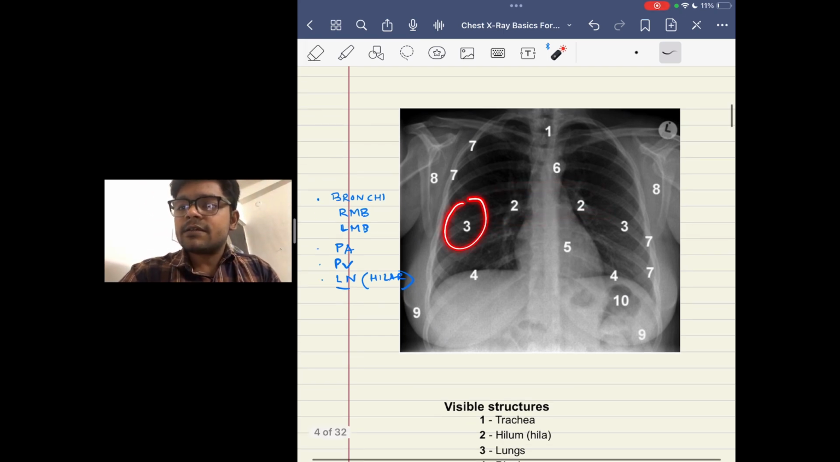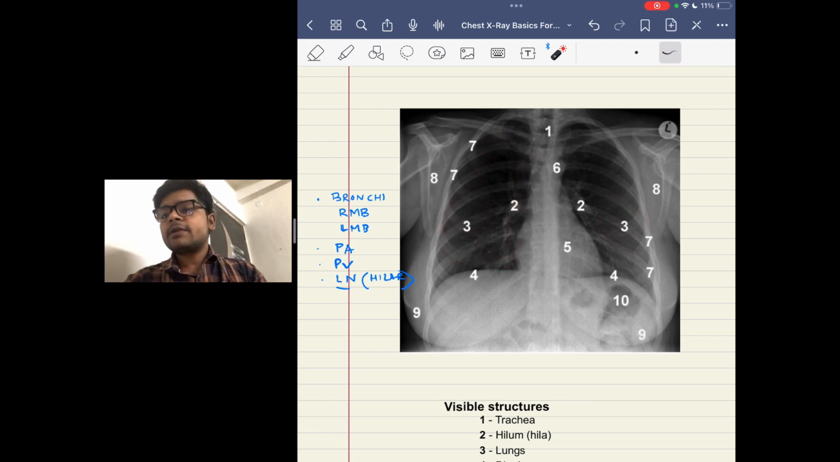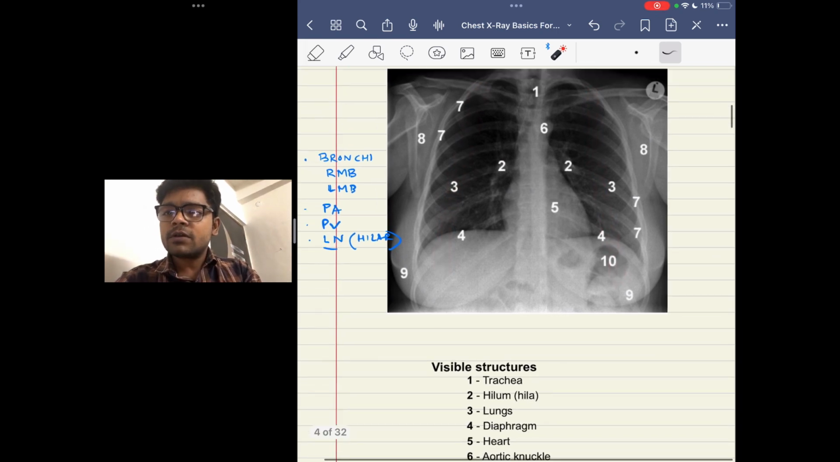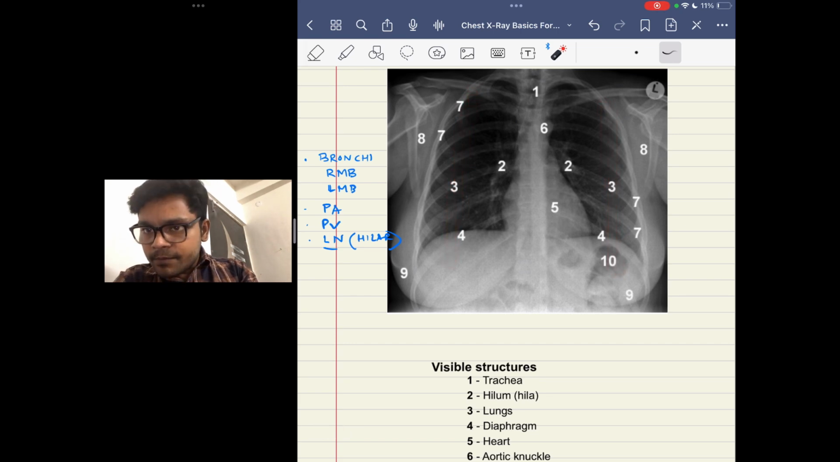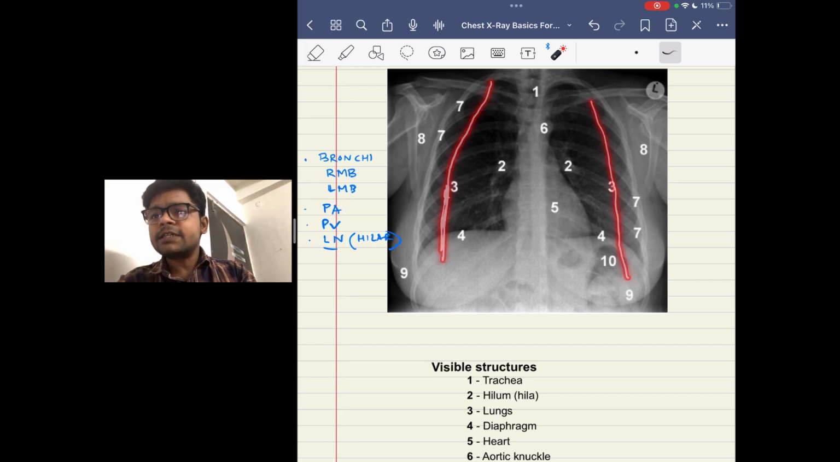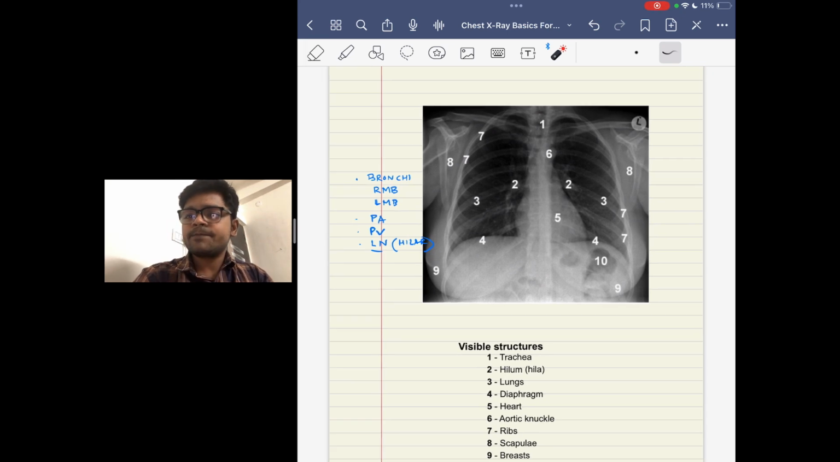3 is the lung field. Definitely these are the lung fields, and you can note that the bronchovascular markings are present in a normal lung up to approximately 2/3 of the lung field. Beyond this, there are hardly any bronchovascular markings. Same for here. So this is just for the normal orientation of an X-ray.